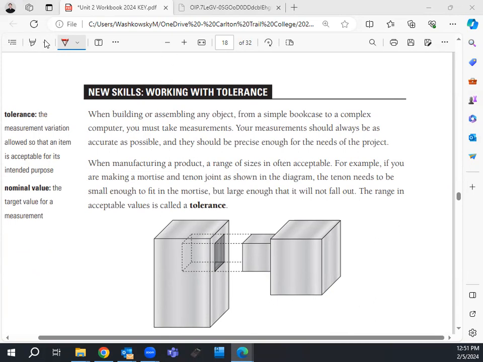And so we're going to now start actually working with what tolerance is. And so essentially, well, what tolerance is, again, we'll convert this into plain English, but the official definition is tolerance is the measurement variation allowed so that an item is acceptable for its intended purpose. That's what the fancy definition is. What is that in plain English?